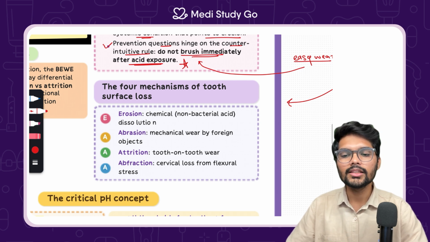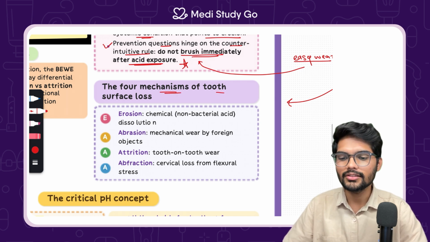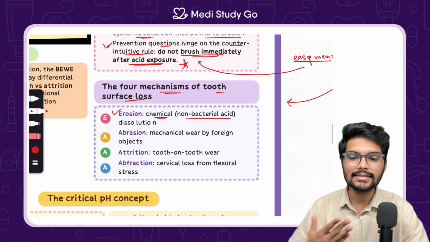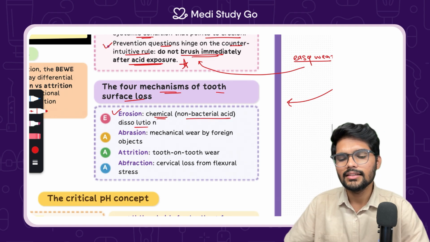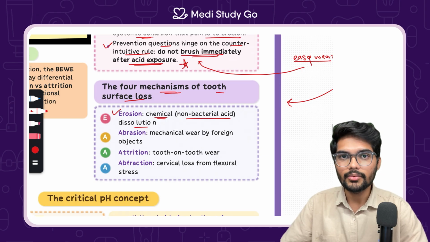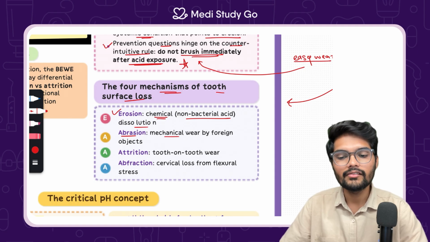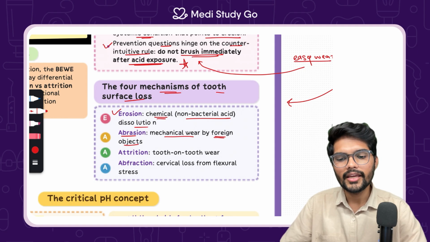Now let us go through these four mechanisms of tooth surface loss. First is erosion, which is basically chemical, and it is just chemical dissolution due to non-bacterial acids. Second is abrasion or cervical abrasion, which is caused due to mechanical wear by foreign objects, mainly due to tooth brushing habits.